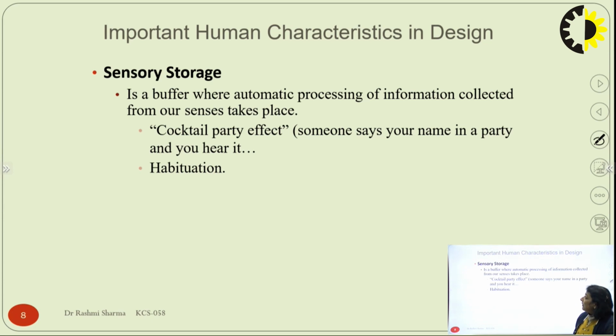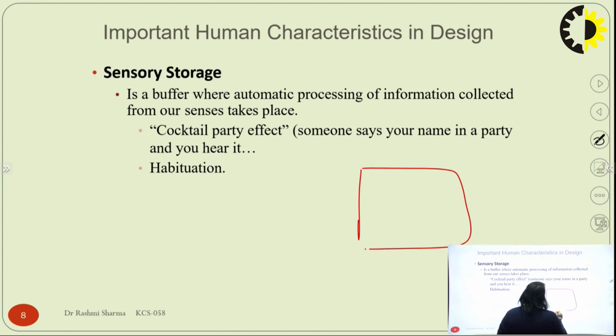Then the sensory storage is a buffer where automatic processing of information collected from our senses takes place, like the cocktail party effect. Whenever you go to that particular thing, you can say, I know this is what I do next, I'm in the habit of doing that. Like you have a habit that each and every window that opens has a cross button on the top right corner. So you have a habit of looking there or placing your mouse there and closing that window. That is the sure shot thing which you have, so you don't require any second thought for this. That is habituation, or you got acquainted. The user is comfortable in that particular zone.